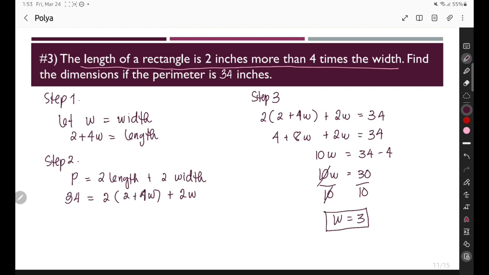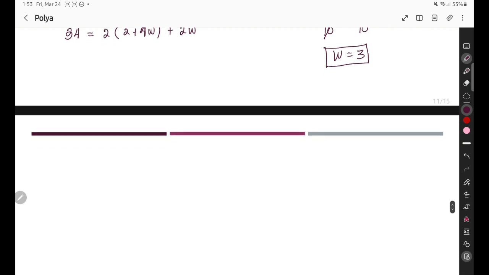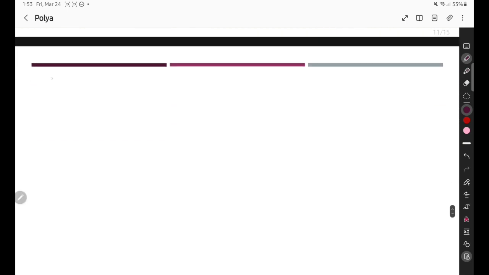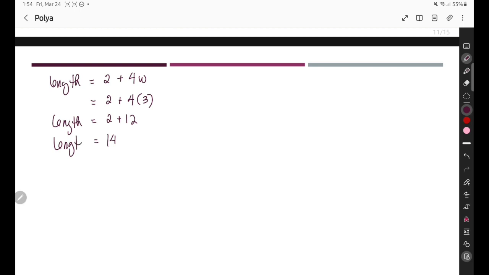Okay, and then to solve for the length, our length is equal to 2 plus 4w. So you have 2 plus 4 times 3. So our length is equal to 2 plus 12, which is equal to 14. Alright, now let's move on to the step 4.